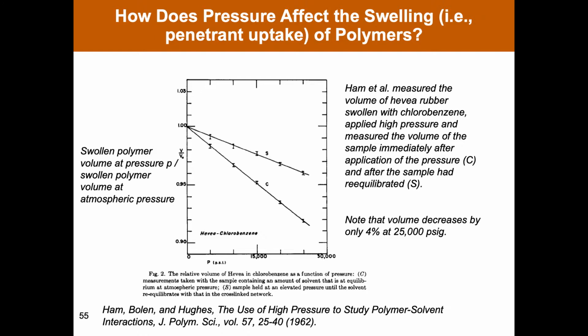Here it's relative to the volume of the polymer if it were just swollen at ambient pressure, in this case chlorobenzene. And what they find is, and the pressures now are nuts relative to what we use in membranes, right? 30,000 psi. This is really, really high pressure.